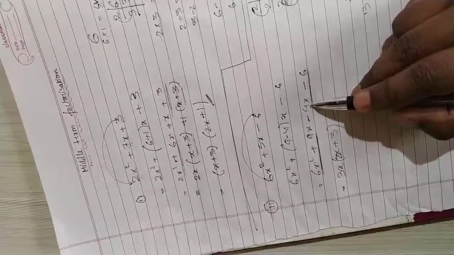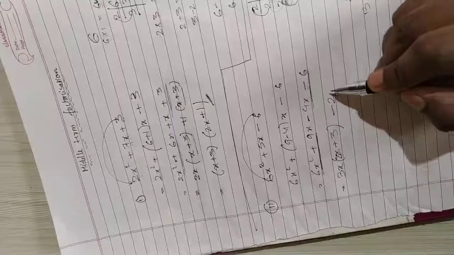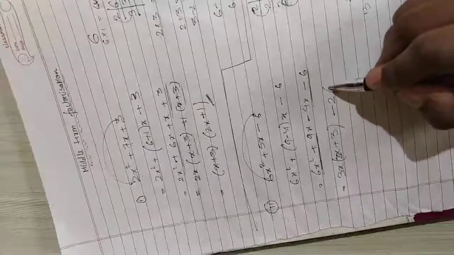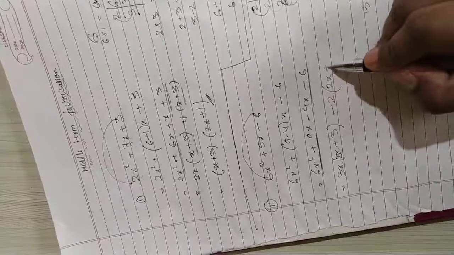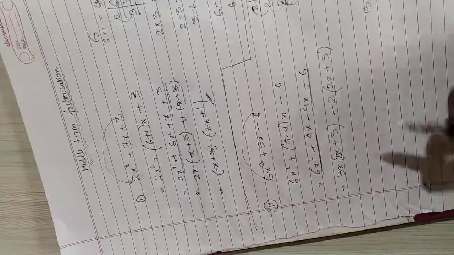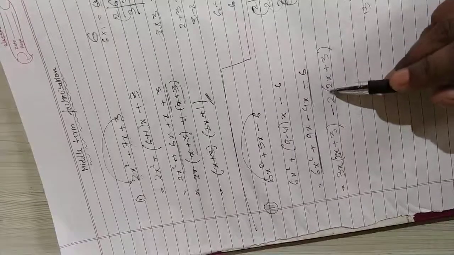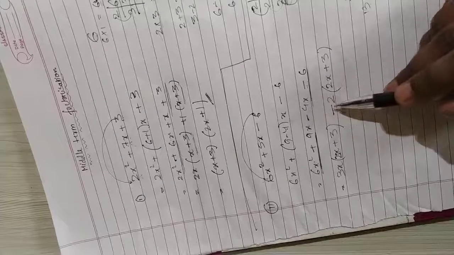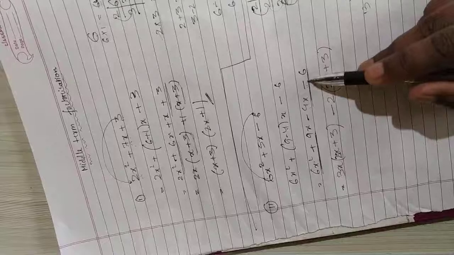Now in both these terms, there is a minus sign, so we will take minus, and 2 is common. 2 times 2 is 4, 2 times 3 is 6. So don't you think 2 is common? So we will take 2, and we will be left with 2x and plus 3. Is that clear? You can also check by multiplying it again. Minus 2 into 2x, it's minus 4x. 2 into 3 is 6, plus, minus, minus.